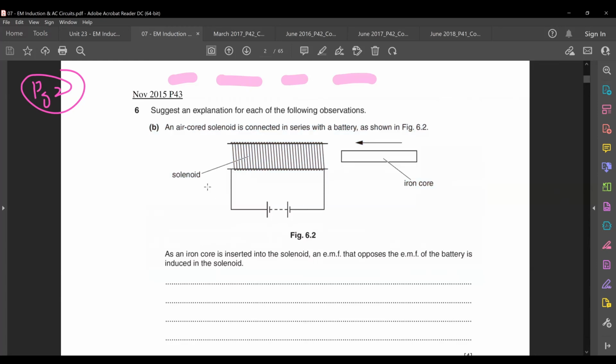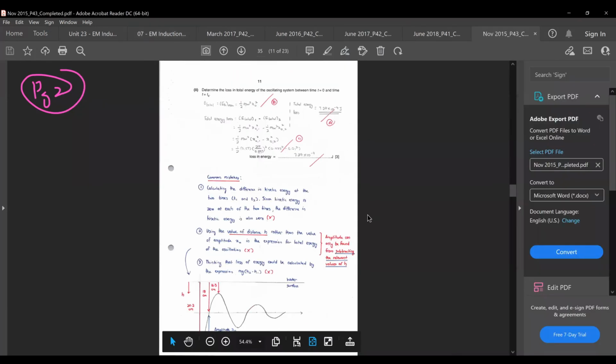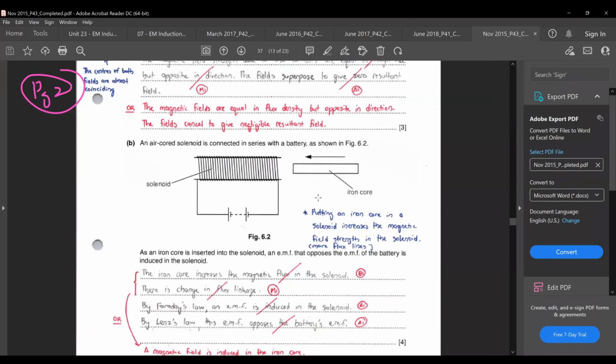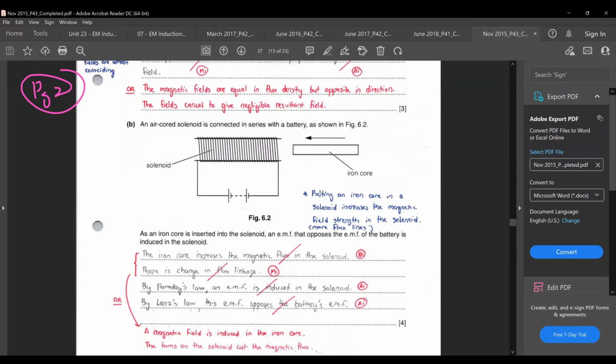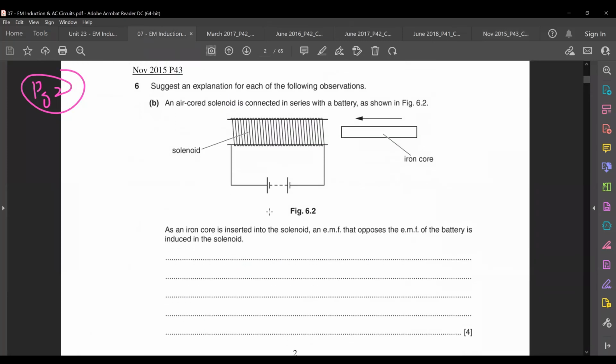Okay, this one makes use of some of the stuff that I explained earlier. Wait, this is November 15 P43. Question 6. Okay, now before I go to that, let me just explain very briefly to you what's happening here. Right, same thing as before.